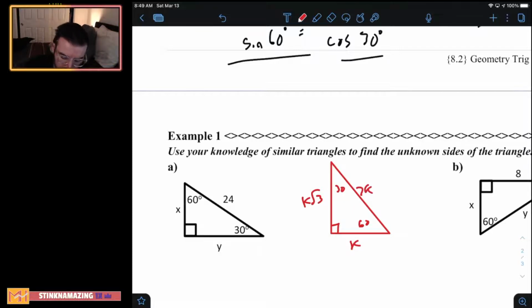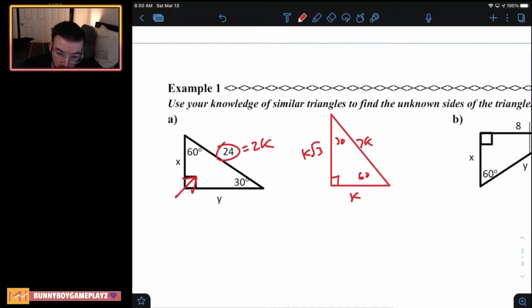So what are we looking at here? This is the hypotenuse, right? This is 2k. 24 is 2k. So what does that make k? Hopefully you're saying to yourself 12, right? 2 times 12 gives me 24. Exactly. K is 12. So therefore the short side is 12 long, right? There's a short side, a long side, and a hypotenuse. The short side is 12, and the long side here is 12 root 3.